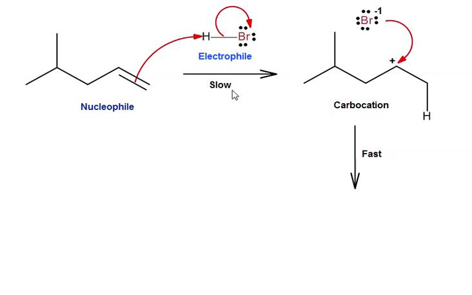Because the first half is the slow step, of course that's the rate determining step. So that bromide comes in as a nucleophile, attacking the carbocation, which is also the electrophile in the second step, and we produce that final product, that hydrogen halide 1,2 addition product, and our reaction is complete.